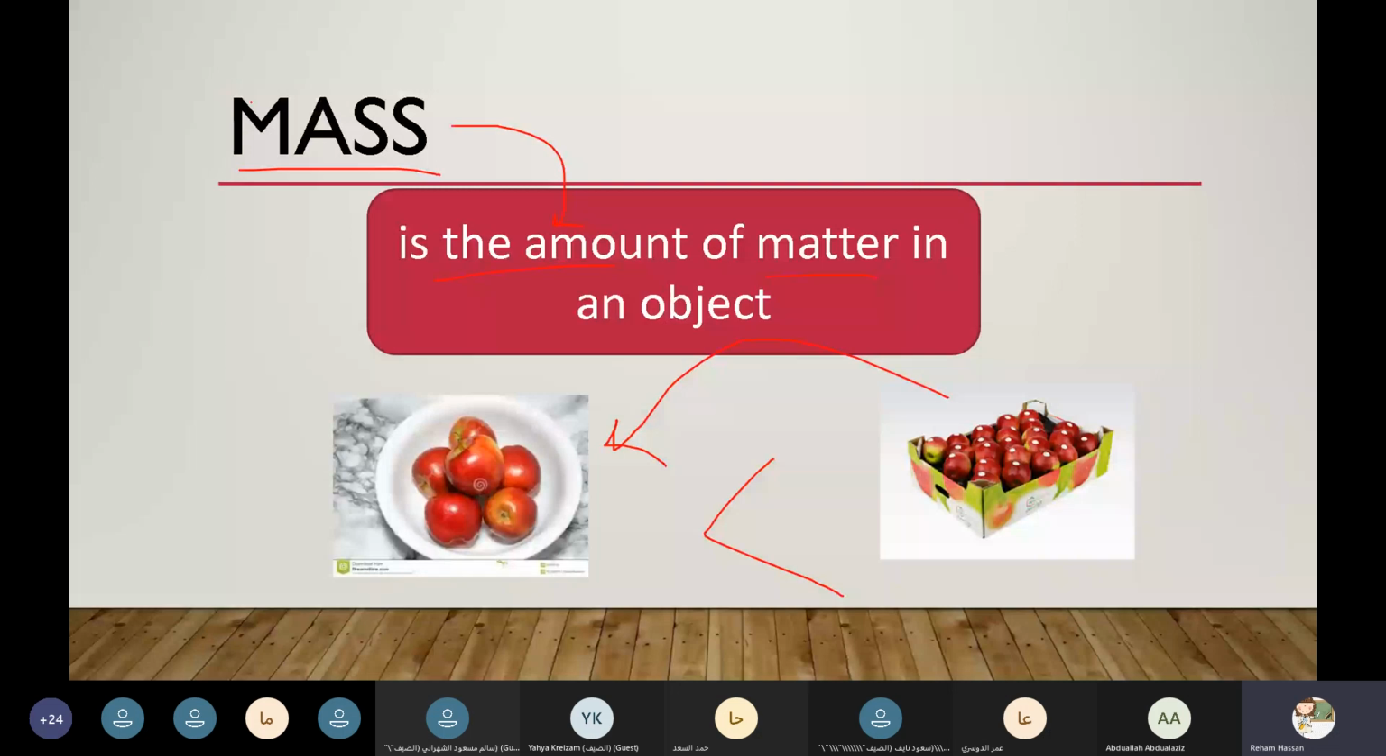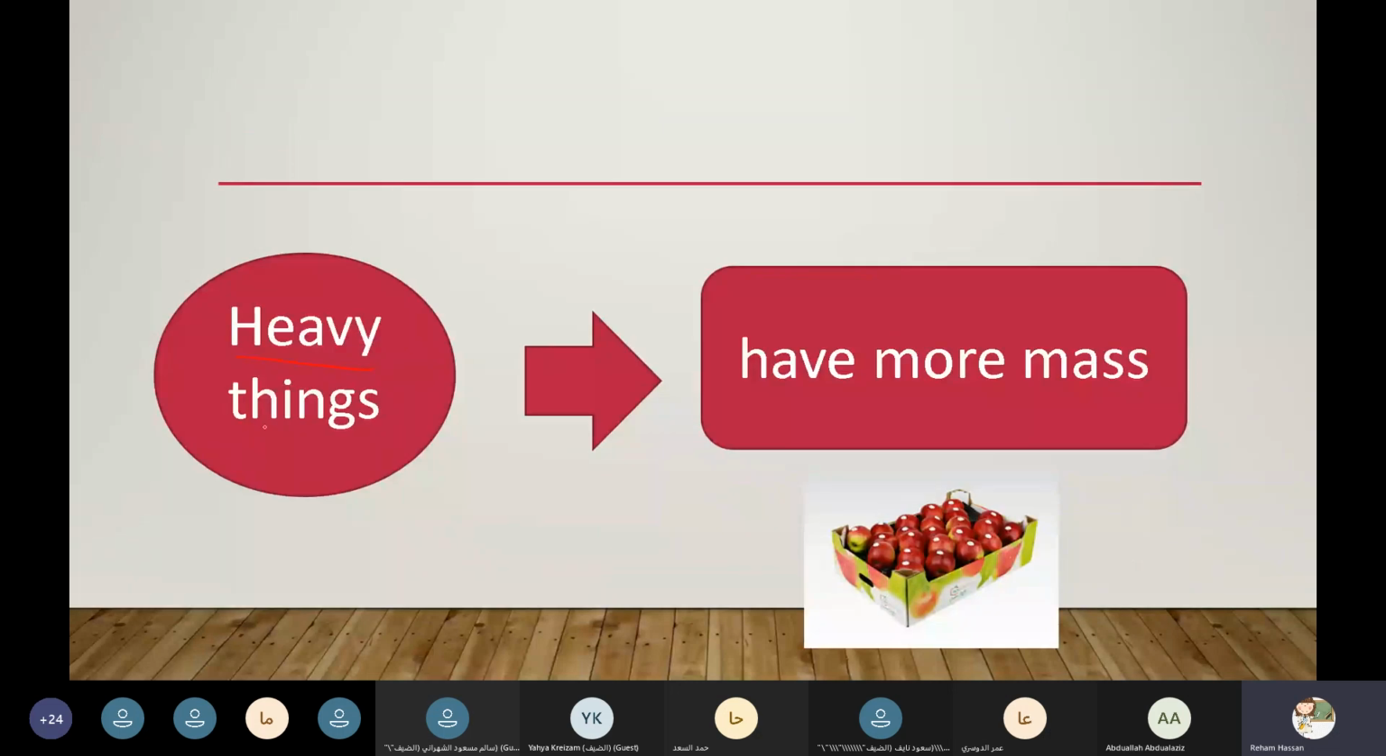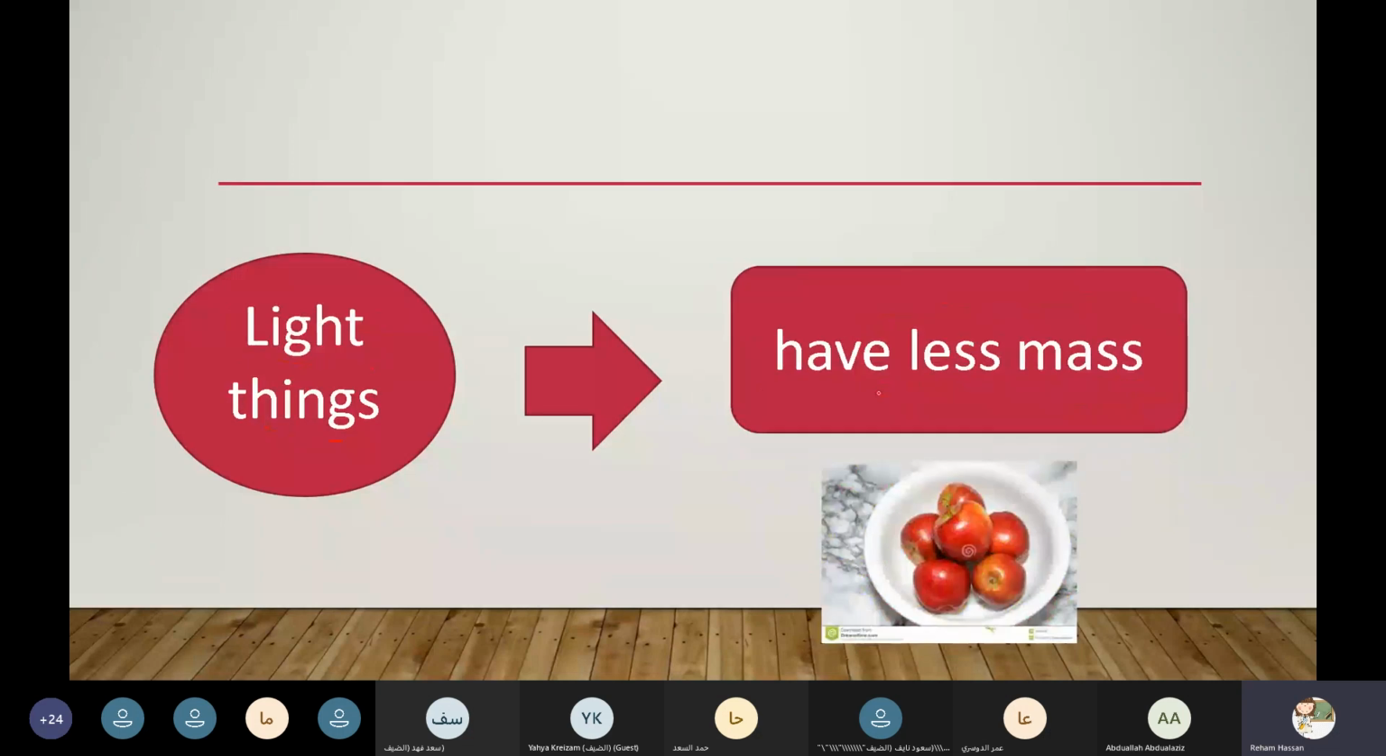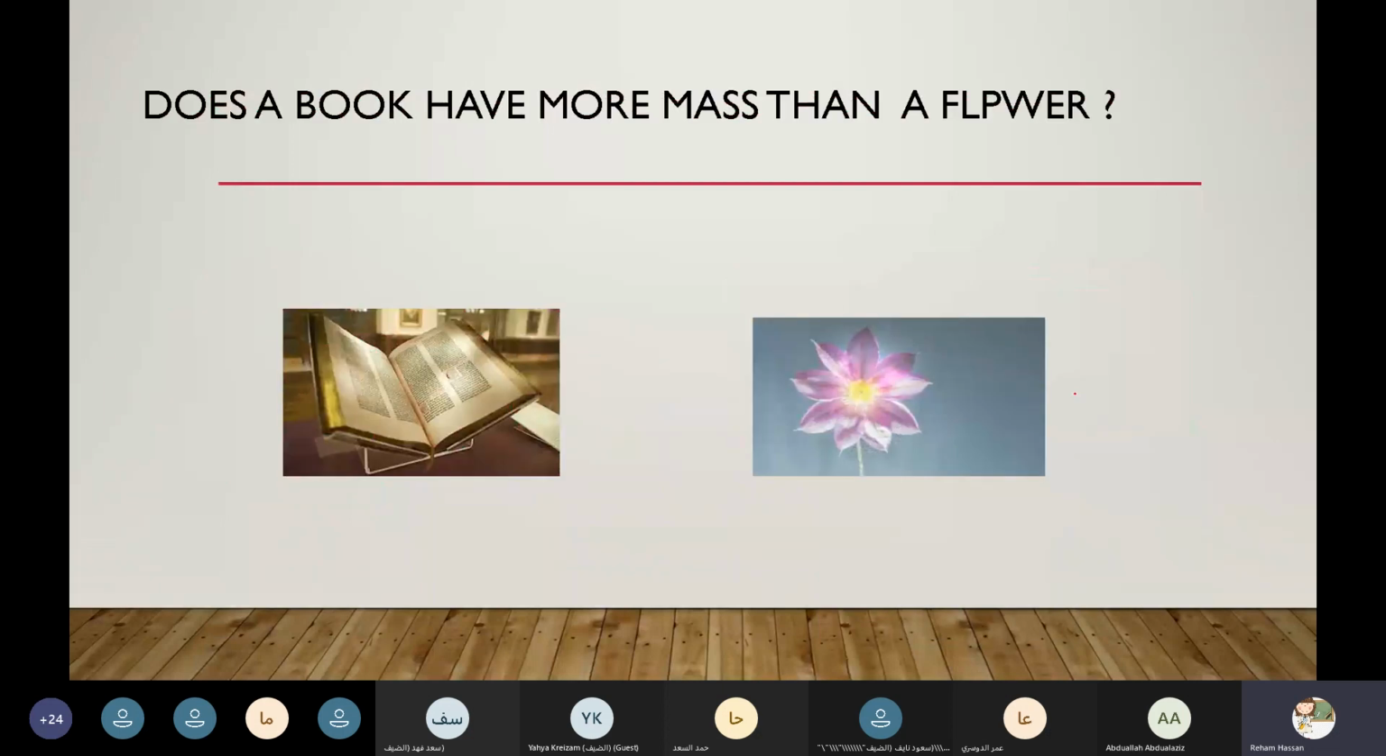So we have heavy things, and heavy things have more mass. But the light things have less mass. Okay, mass.